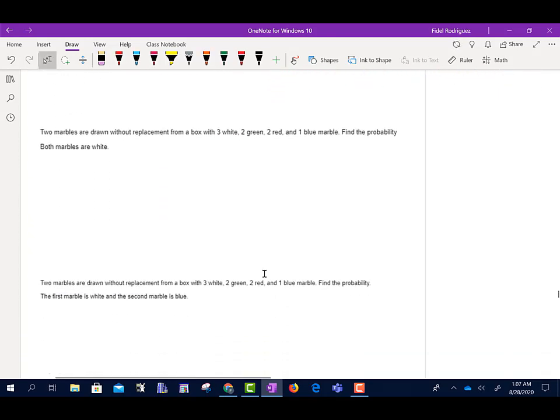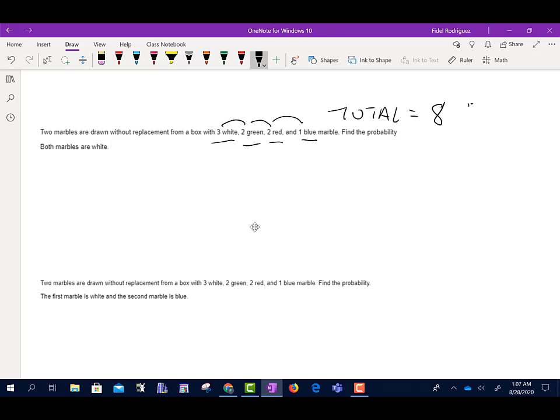Okay. All right, now let's take a look at the next one here. Oh, come on, my pen is freezing up. I don't know why it does that. There we go. Okay, so it says 2 marbles are drawn without replacement from a box containing 3 white, 2 green, 2 red, 1 blue. Okay, so the first thing I'm going to do, I'm going to figure out how many marbles we have total. So 3 and 2 is 5, 2 more is 7, 1 more is 8. Okay.